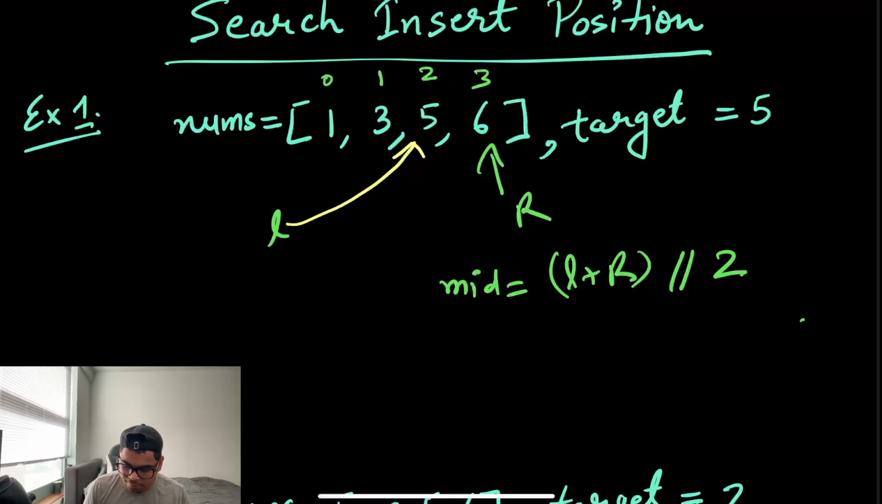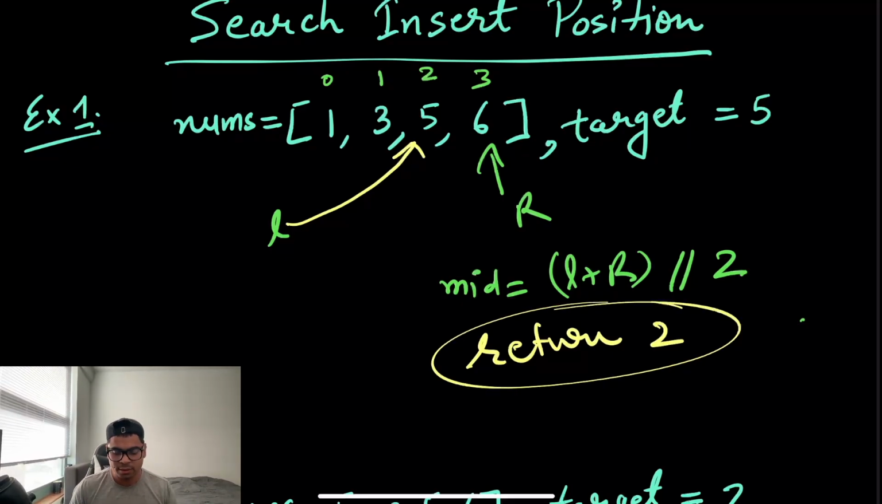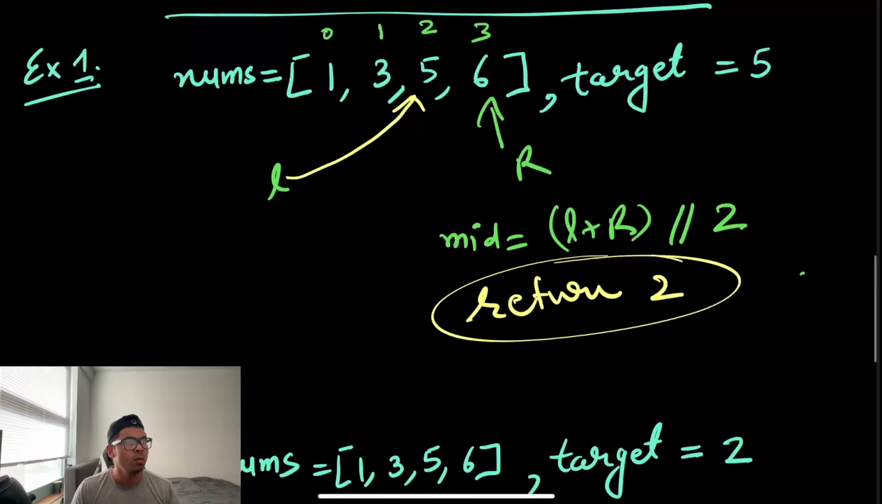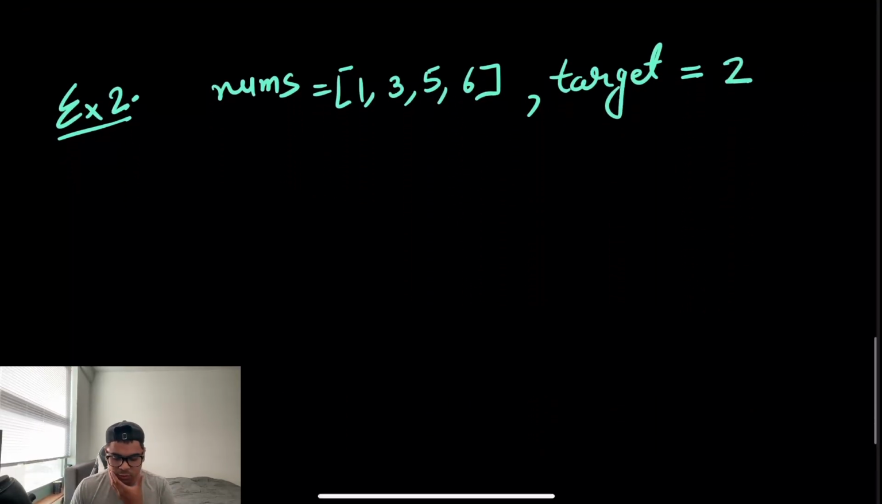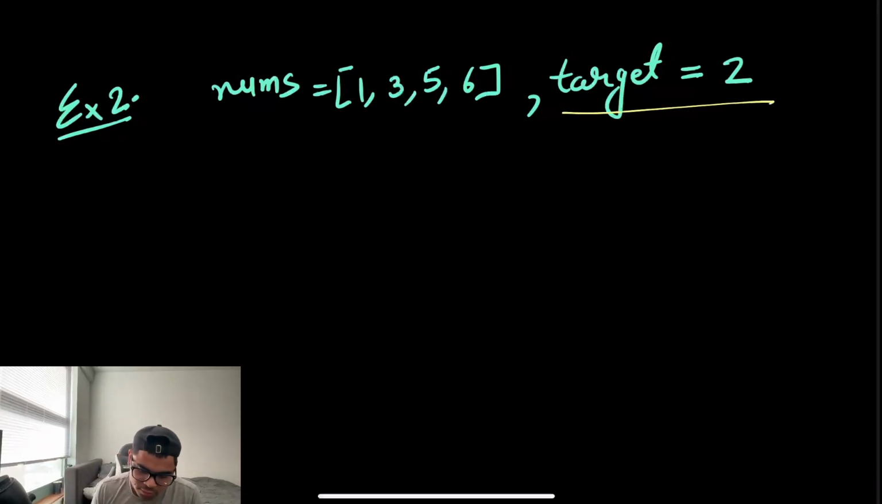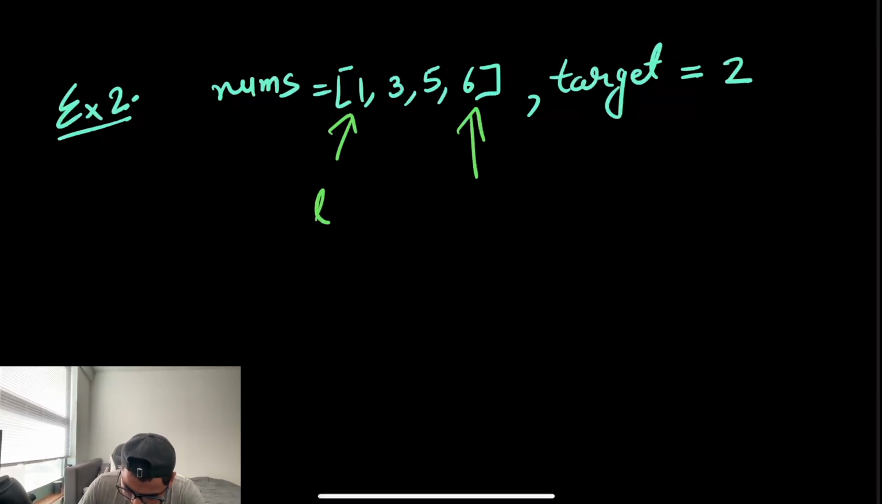So we'll return 2. Okay, so this was the case where we had target present in our nums. What if it is not? So let's go to the example 2. In this case also, we're trying to find a target. Target is 2. Now let's have our basically left and right pointer.